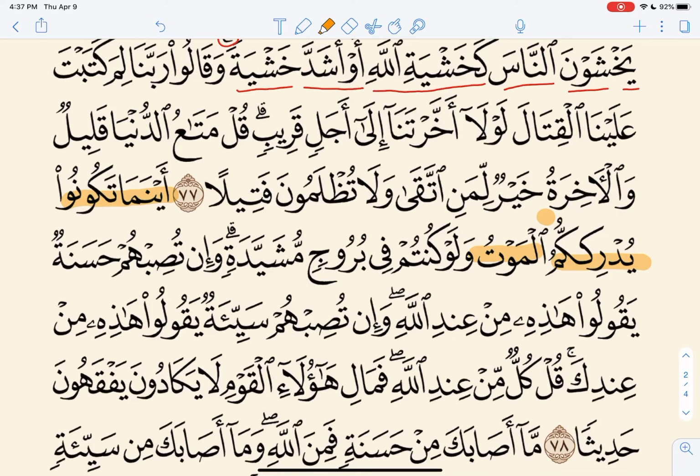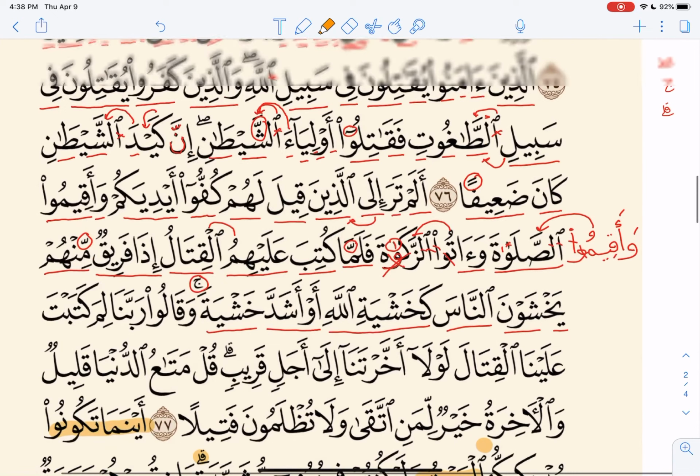So what I have to do, I have to say, "Aynama takunu yudrikkum." See, I ran out of breath. I take my breath and I go back. "Yudrikkumu al-mawt." All right? But if I happen to run out of breath here, then I can stop there. There's no problem. I could say, "wa law kuntum fi buruj mushayyadah wa in tusibhum." And I could just go off like that without it being any problem.